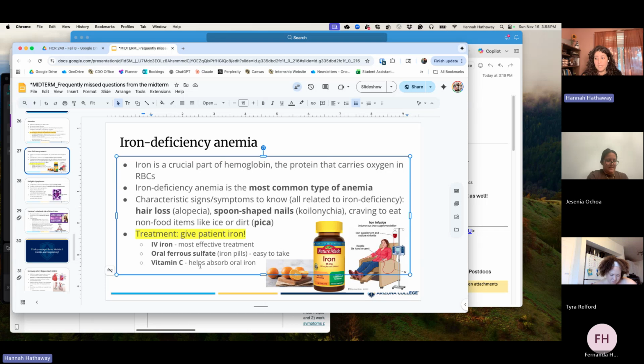So that's another big one. So not just the iron pills, but also maybe some additional vitamin C that can help absorb that iron and get it into the bloodstream. There is a question about treatment for iron deficiency anemia. And those are the 3 things you should know: IV iron, oral ferrous sulfate, and vitamin C.